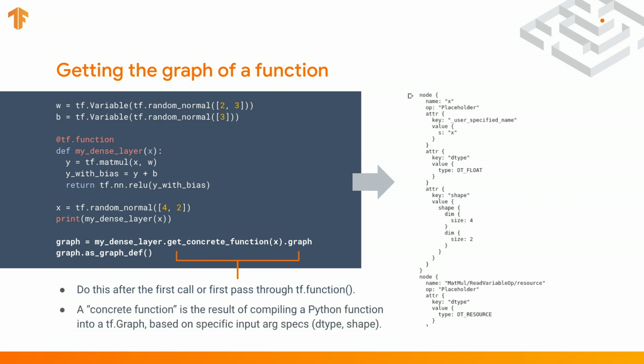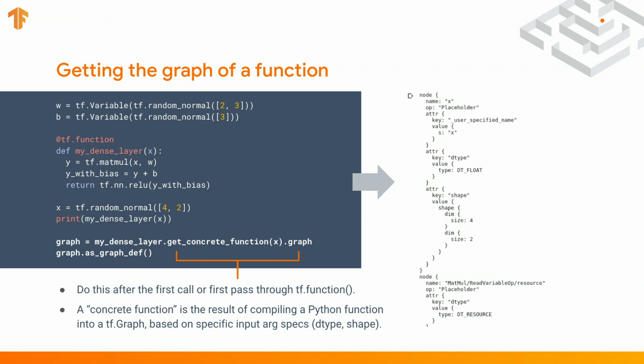And when you call get_concrete_function, you need to pass an argument. The argument can be the same argument as you pass when you're calling the function. The reason why you need to pass that argument is because the same Python function can be compiled into different TF graphs depending on the dtypes and shapes of the input arguments. You can also pass tensor specs as the arguments.